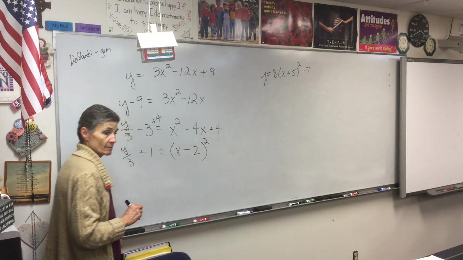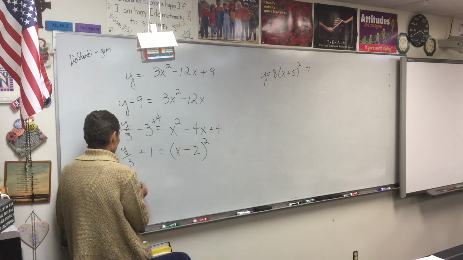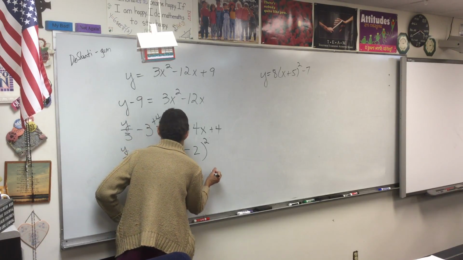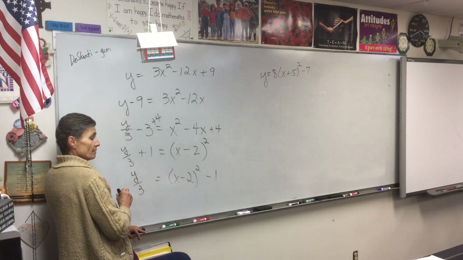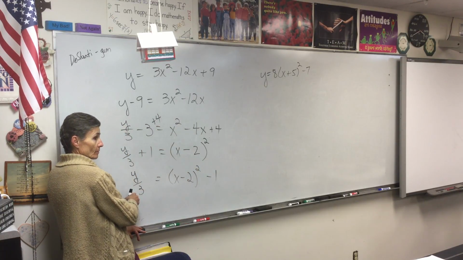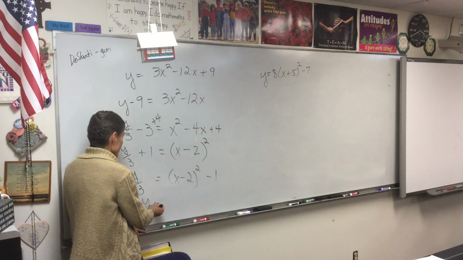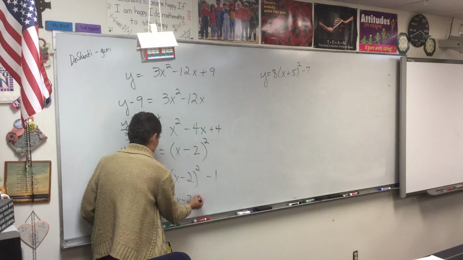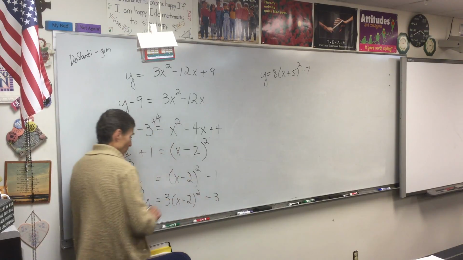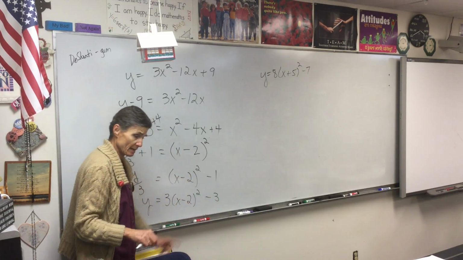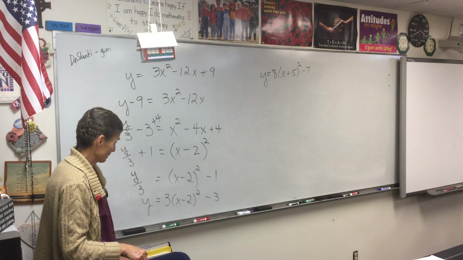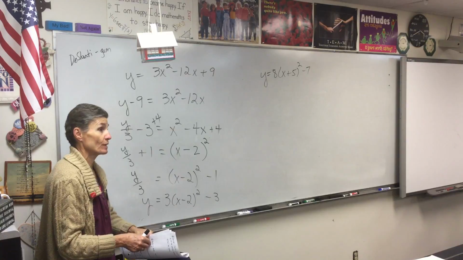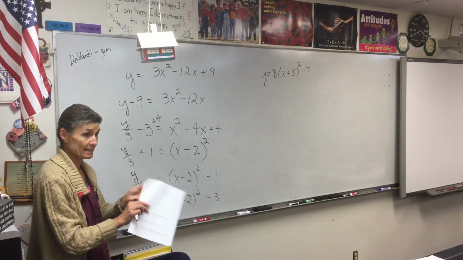Now, what do I do next? Subtract the 1 back over. We got to get things back in shape. And then multiply by 3. And when I multiply by 3, I multiply the parentheses by 3, but not what's in it. That 2 stays 2. And that's it. Change into vertex form, you're done. It's in vertex form. You don't have to do anything else with it.